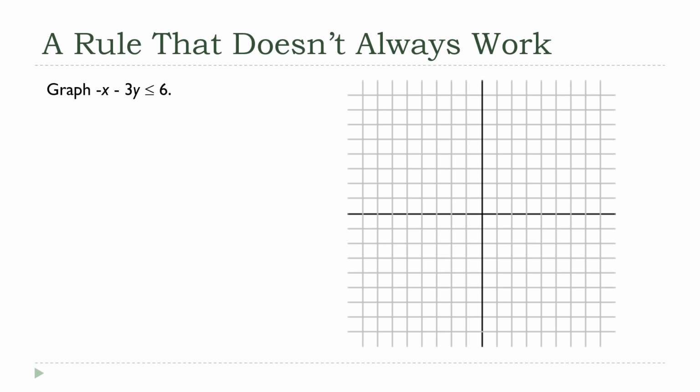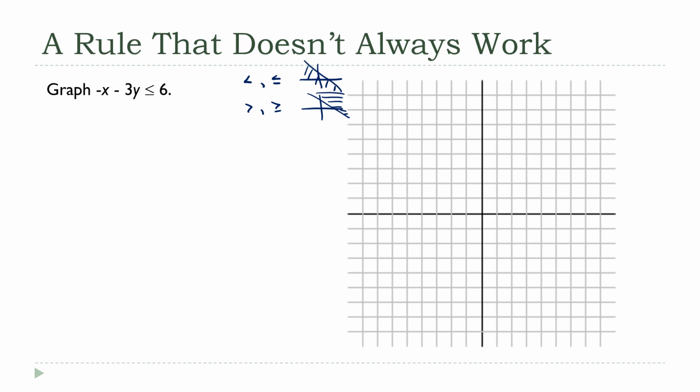And the rule usually goes something like this: if the inequality is less than or equal to, then you shade below the line. Or if the inequality is greater than or equal to, you shade above the line. Setting aside the fact that above and below can get a little dubious, right? There's a problem with this. It doesn't always work, right?